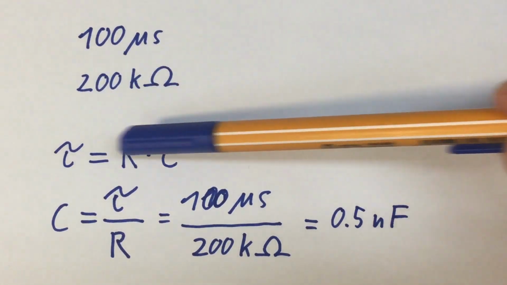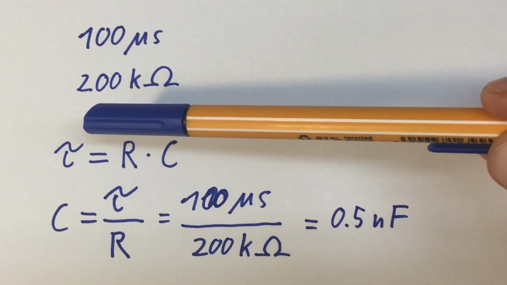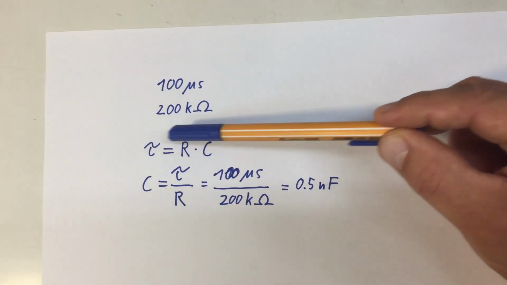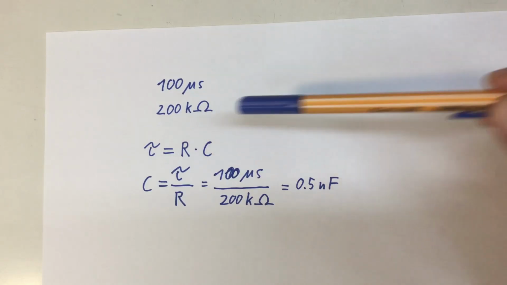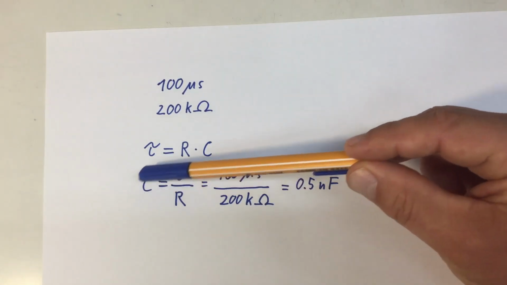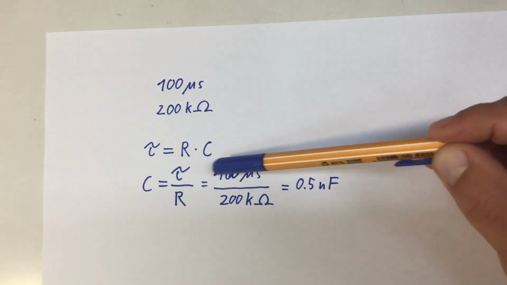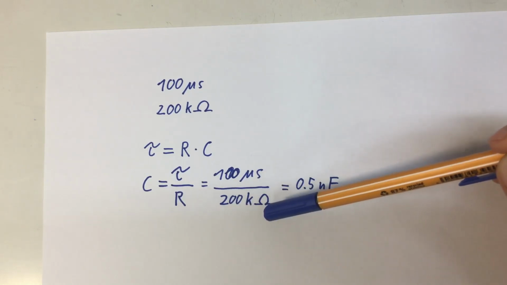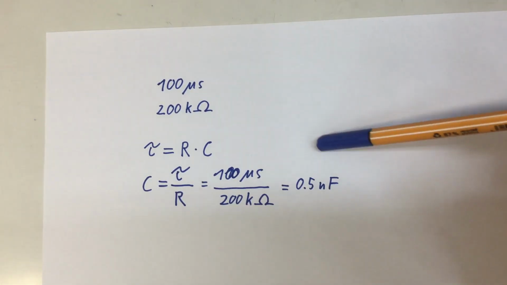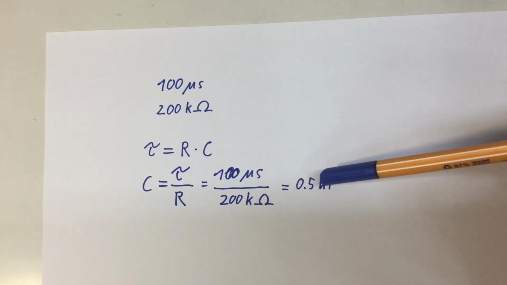And the formula for calculating the time constant, let me zoom out again. The time constant for an RC element is tau equals R times C. So the capacity we are searching for is tau over R, or 100 microseconds over 200 kiloohms. And that yields us a 0.5 nanofarad capacitor.